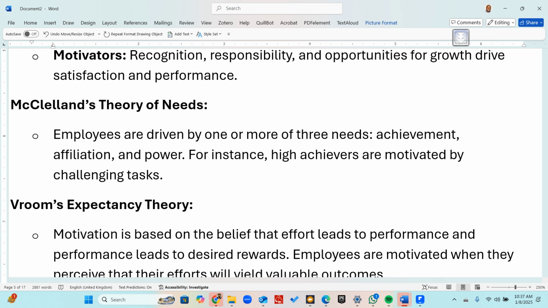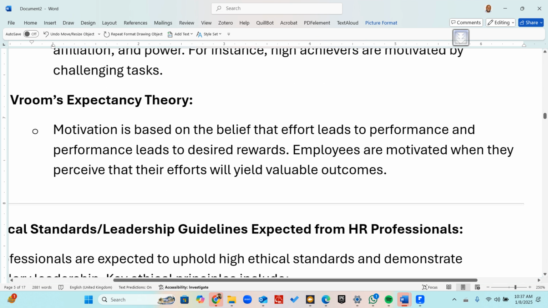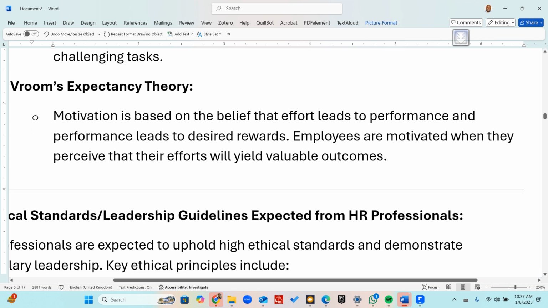Vroom's expectancy theory informs expectancy. Expectancy defines this theory. Motivation is based on the belief that if I put in some effort, that's some performance, the performance will lead to desired results. That's why the result they desire, the result they expect, makes them put in that lot of performance. Employees are motivated when they perceive that their effort will yield valuable outcomes.